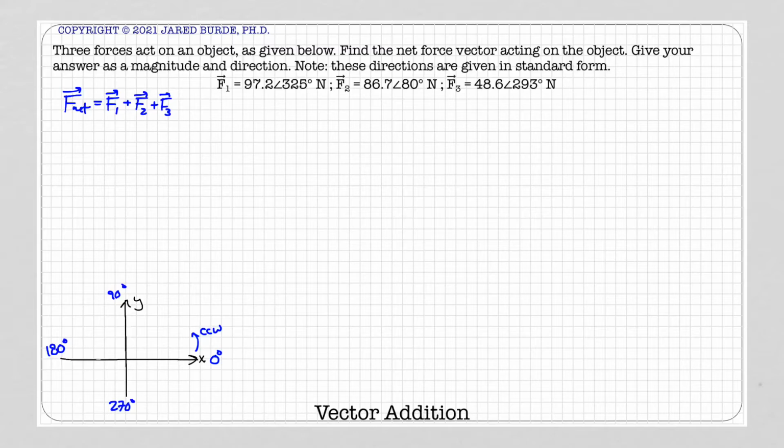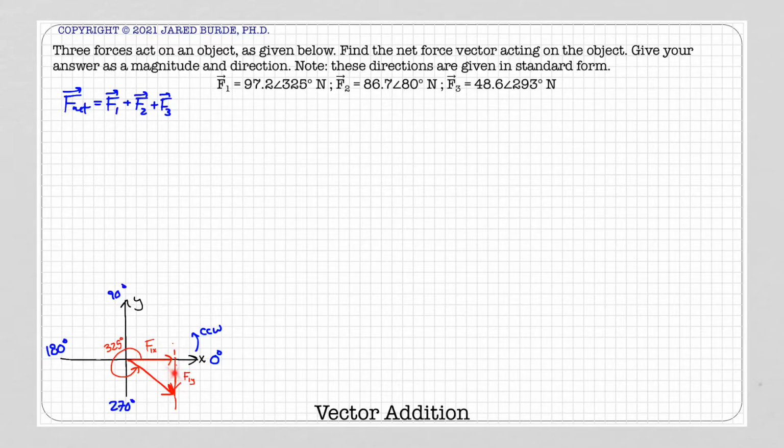We'd have a vector that would look something like this, where again, this would be the 325 degrees. If I want to figure out what the x and y components of this vector are, I draw a vertical line through the tip, a horizontal line through the tail, and so those are my x and y components of vector 1. This would be f1x, f1y.